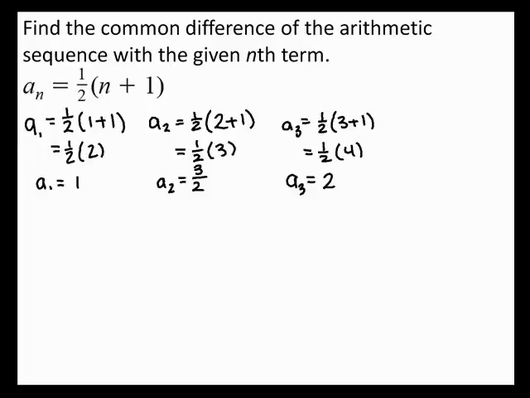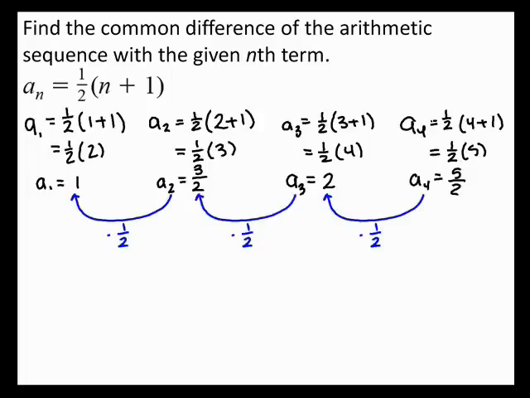Substitute 4 in for n. Simplify 4 plus 1. Simplify 5 times 1/2. You find that a sub 4 is equal to 5/2. To get from 5/2 to 2, 2 to 3/2, and 3/2 to 1, you need to subtract 1/2. The common difference is 1/2.